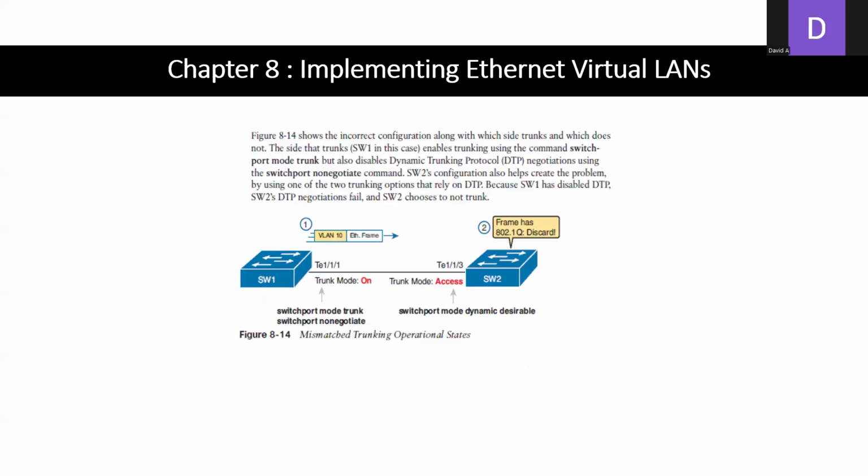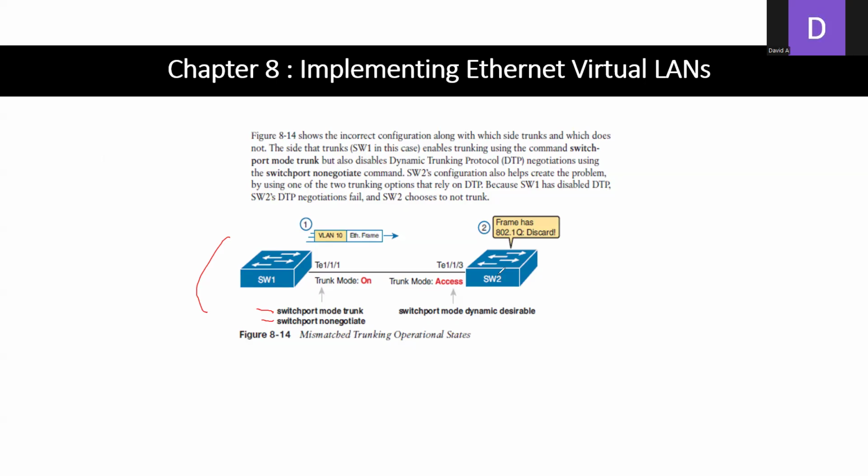All right. So take a side step into the book. Let's talk about this. Figure 8-14 shows the incorrect configuration along with which side trunks and which does not. The side that trunks, switch 1 in this case, enables trunking using the command, and I'll take my pencil, switchport mode trunk. So we statically configure the trunk here, and we also made sure, hope you guys can see as well, we disabled DTP, so there won't be any negotiations going on, okay?